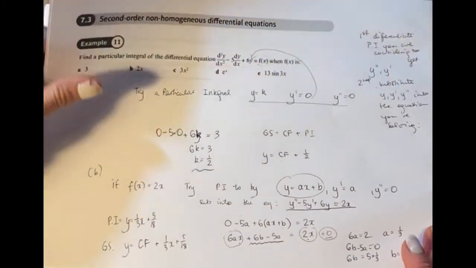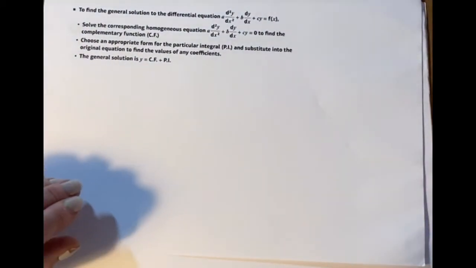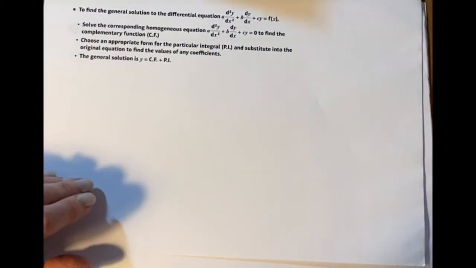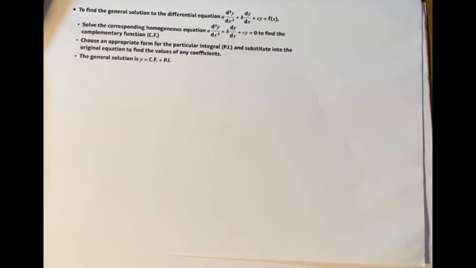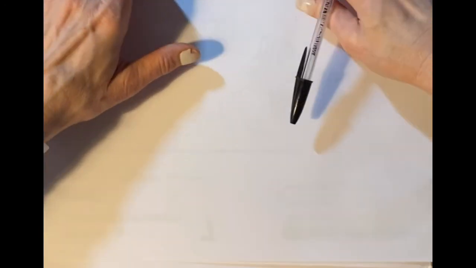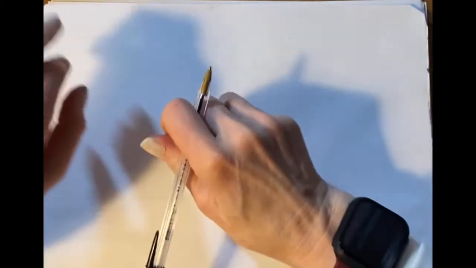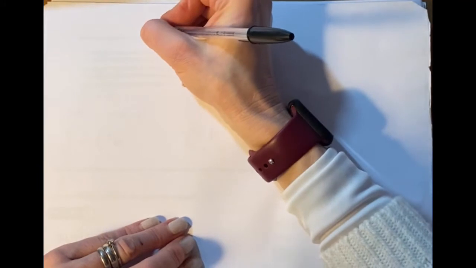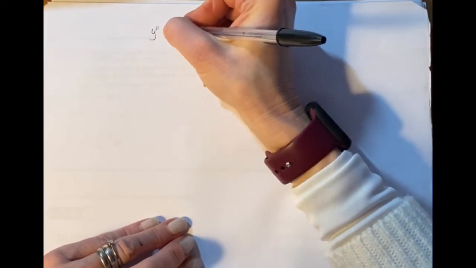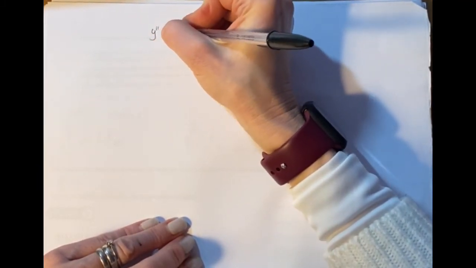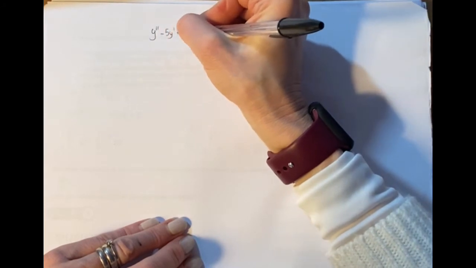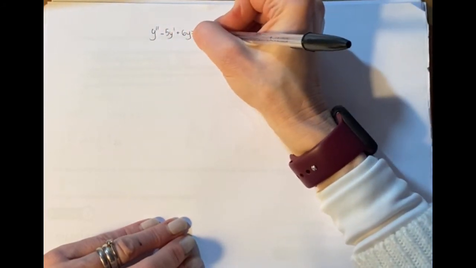Let's have a look at the next one. When it's 3x squared, what happens there? Just get a piece of paper. Using this idea, let me write down the equation we are solving in shorthand, which is a perfectly good way of writing it. This time it's equal to 3x squared.